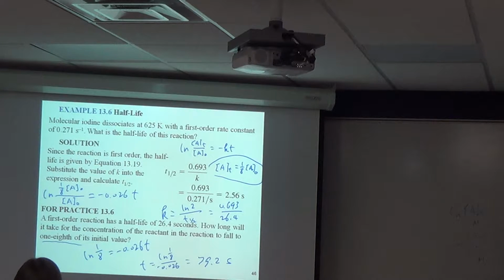Okay, any questions? Yeah. If you don't have negative, you can get negative 79.2 seconds. Yeah. And then you do that. And receive logic from that. Yeah, you're back to the fast.